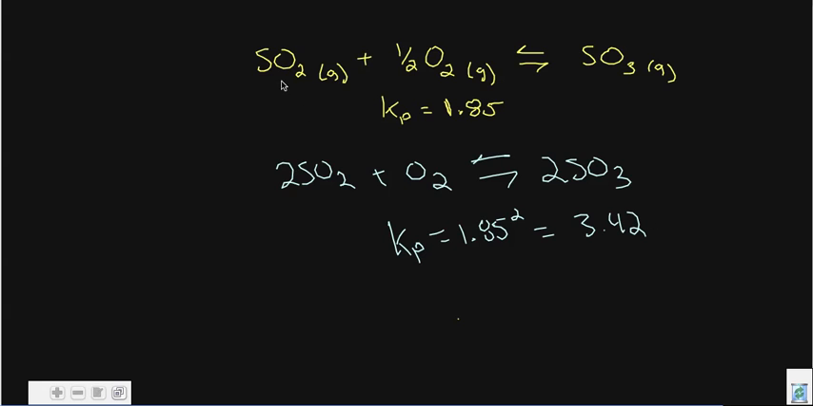So if you look up a Kp, or are given a Kp like this, but you can't work with it and you need to double the entire thing, well then it's pretty simple. All you have to do is square the given Kp, and there's your new Kp, which matches up to this equation right here. And that also works for Kc as well.